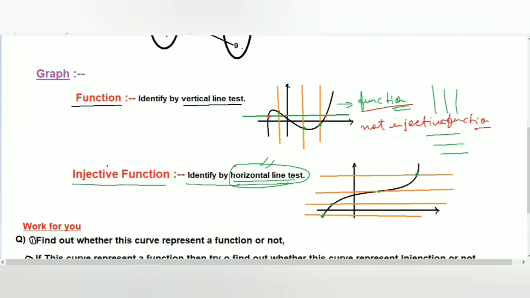Here you can see this will be a function. So see here, if I draw a horizontal line and a vertical line here, this is also a function as well as an injective function. Here you can see that this line intersects the curve only once. So this is a function as well as an injective function.